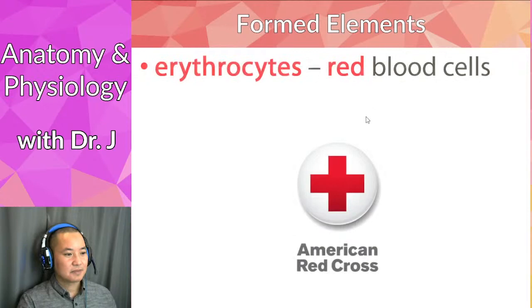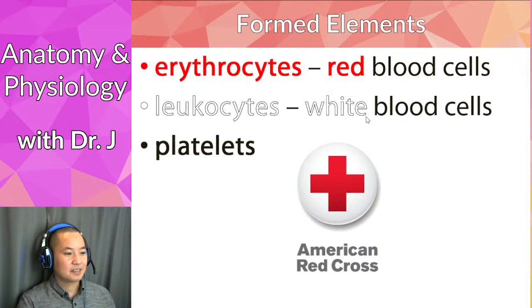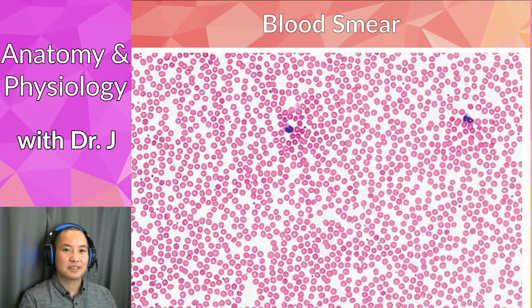And let's see, formed elements. Again, red blood cells, white blood cells, and platelets. I'm going to talk about red blood cells, and again, I will run over time because I started late, but I'll try to cover red blood cells so that we have more time to cover the rest next time.